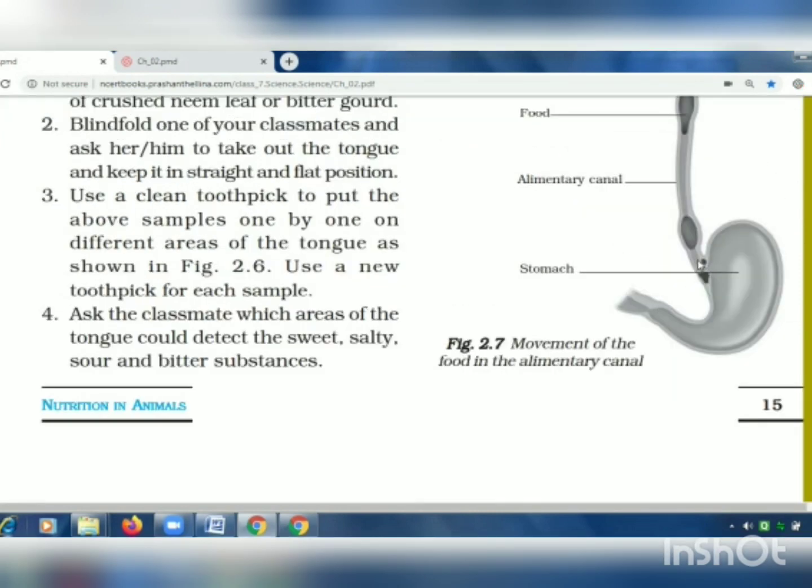Yes, this is the opening from where the food enters from the food pipe into the stomach, and this is the place where it opens into the small intestine. So after this, there will be the small intestine. After the food is digested by the stomach, it is then passed from here to the small intestine.